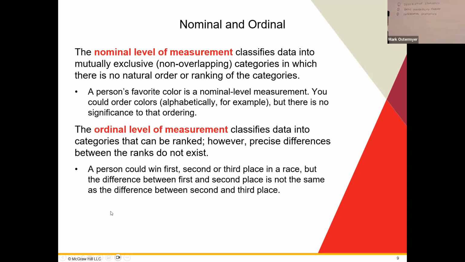Another example would be letter grades. Receiving a grade of an A or a B or a C or a D or an F, okay? These grades can be ranked, and ranking has meaning, and yet we don't really know the exact numerical difference between these grades. That's called the ordinal level of measurement.